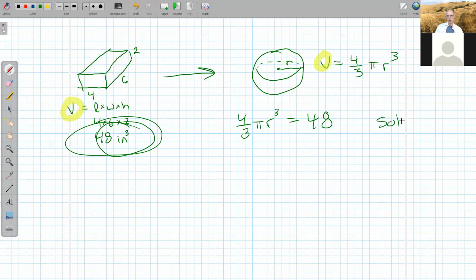So we're just going to solve that for r. It's kind of like that circle problem we did in the beginning, but we're going to have a cube root and a couple more steps. Okay, so I'm going to stop there.